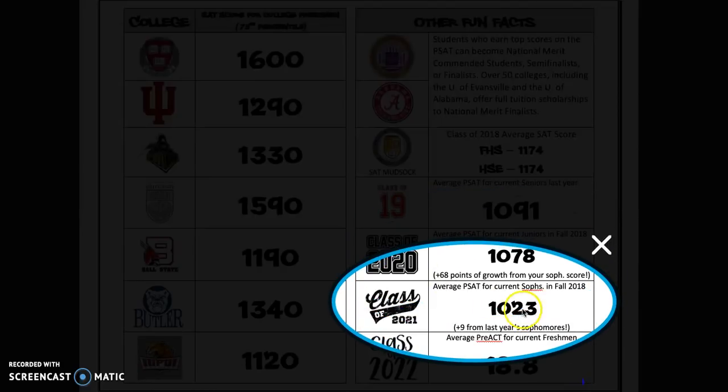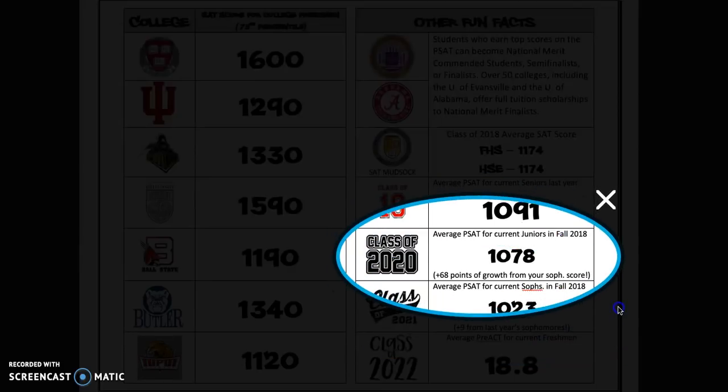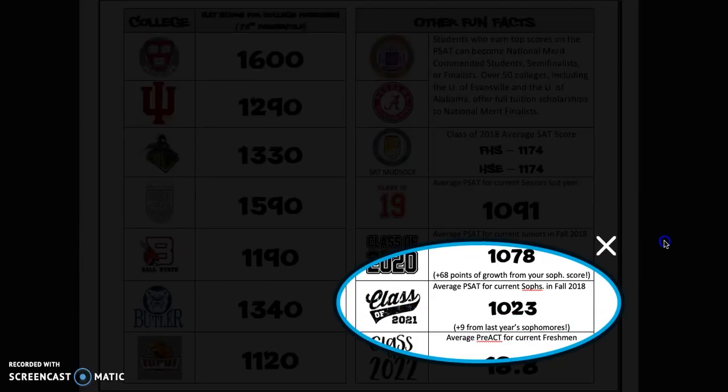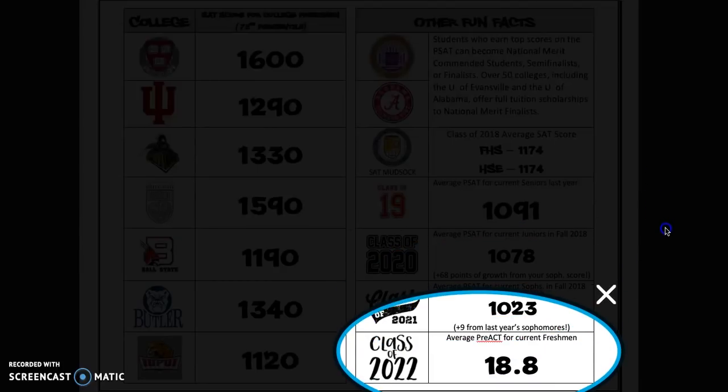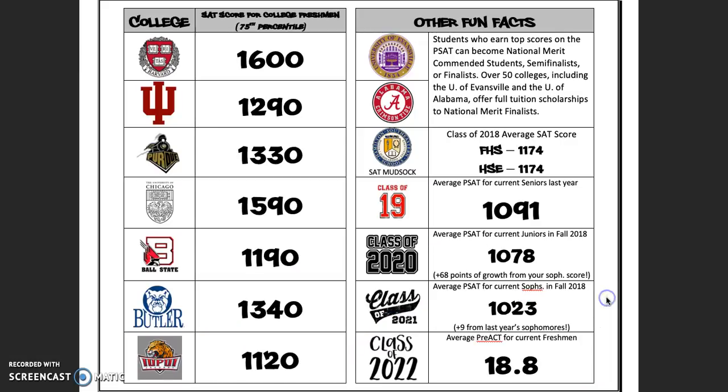And then here's your average score, plus 9 points over last year's sophomores, this year's juniors. Your score was better than theirs by 9 points, so kudos to you for that. See if you can match the juniors' growth or exceed it, because the juniors grew quite a bit from sophomore year to junior year. So sophomores, when you take this test next year, try to match their growth. And then we have the pre-ACT, which our freshmen take. This is your data card, sophomore class of Fishers High School.